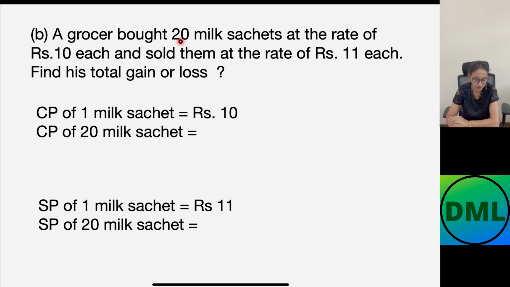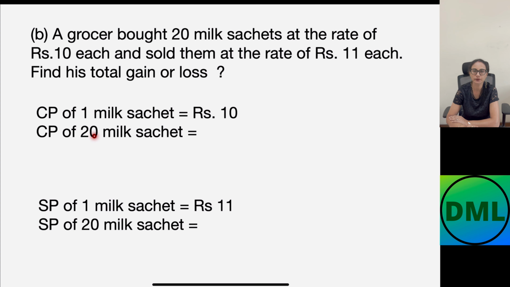A grocer bought 20 milk sachets at the rate of rupees 10 each and sold them at the rate of rupees 11 each. Find his total gain or loss. We have to find out the cost price and the selling price for the 20 milk sachets. 20 milk sachets at the rate of 10 rupees each. That means he purchased one sachet at 10 rupees. So I need to find out the cost price for 20 milk sachets.